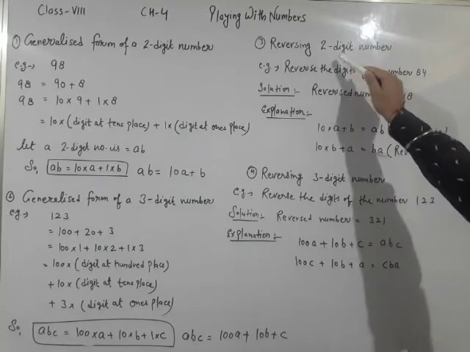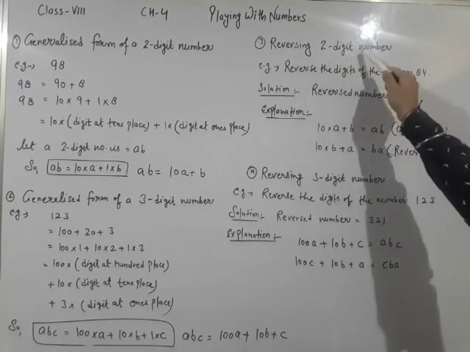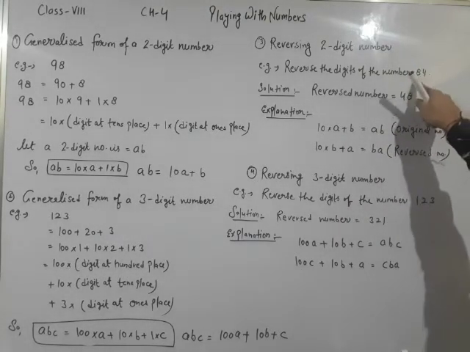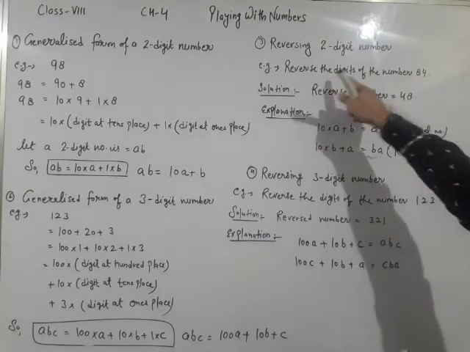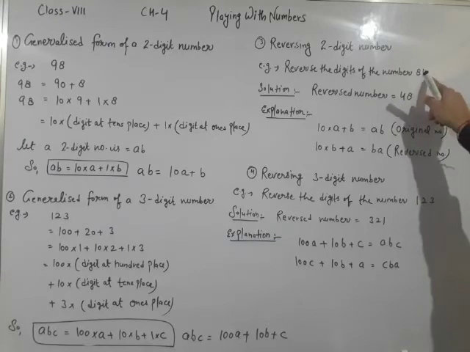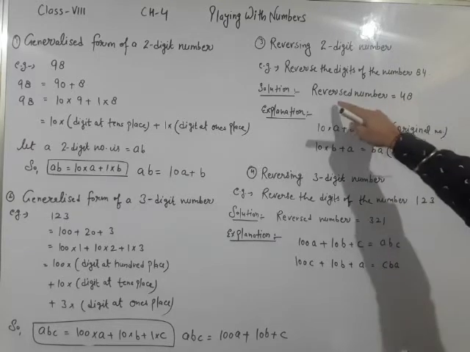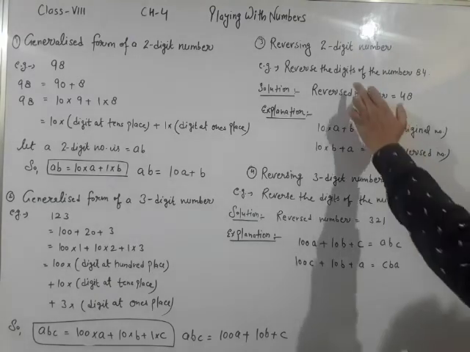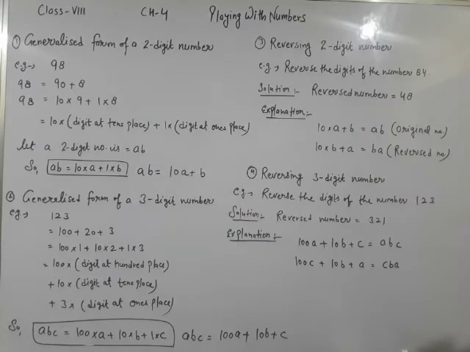If we are reversing a 2-digit number, we know in a 2-digit number we will find 2 digits. One will be at ones place and second will be at tens place. In order to reverse the order of the digits, we can replace their places. 4 will be written at first and 8 will be written at later. So the reverse number will be 48. Yes, if we want to reverse the digits of the number 84, we can write it as 48.